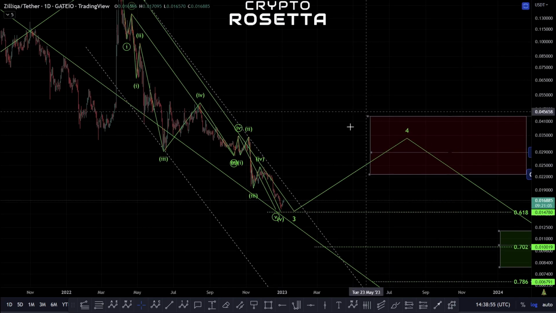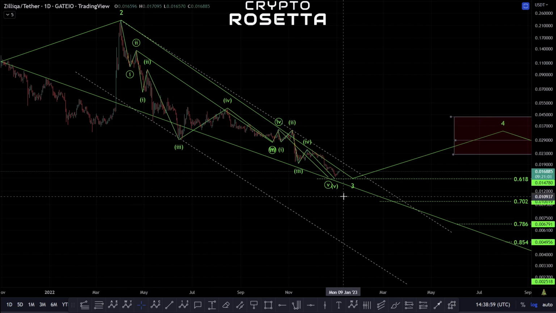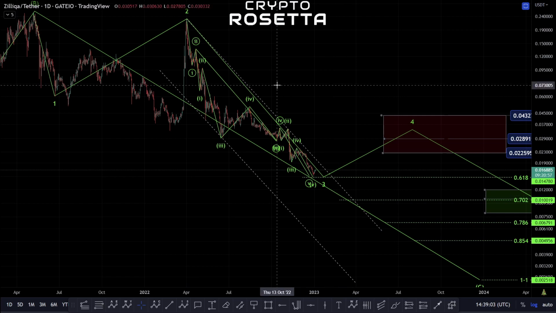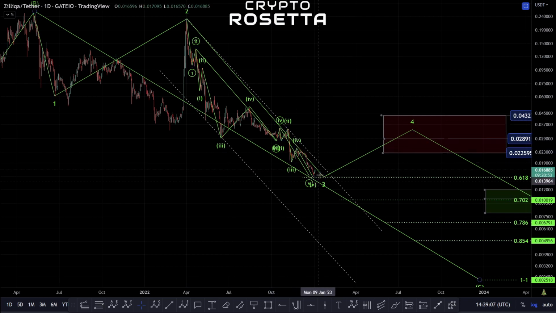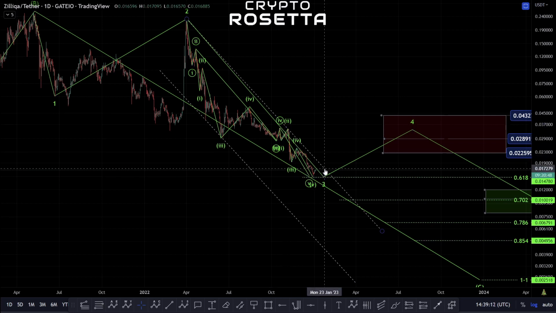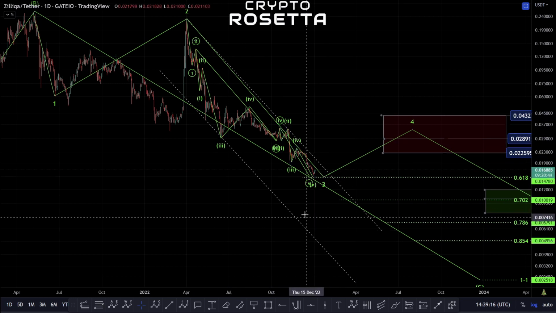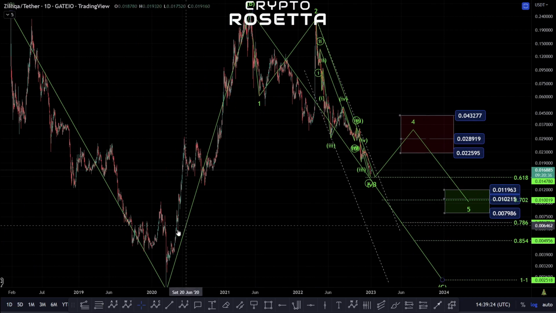There's also the possibility, while we're here though, that we could actually just stay contained within a channel. Obviously this has only got 2 touch points on the top at the moment, and basically we would need to have another touch point for it to be confirmed. But if we did move up and touch this, it does become likely that we could actually look to potentially break down and look to retest this trend line. And then basically if that did happen, then this area here of the 786 would be quite interesting to me.